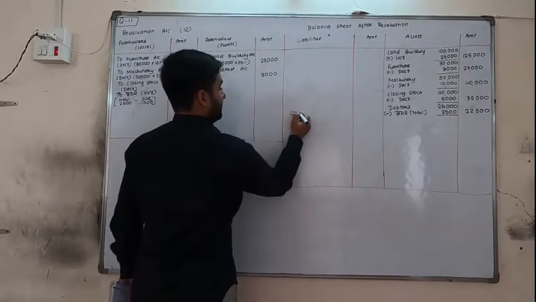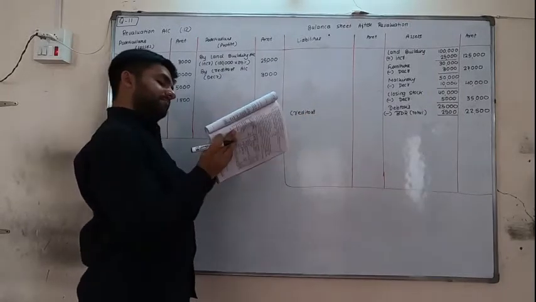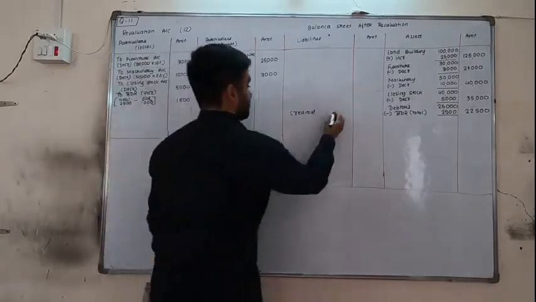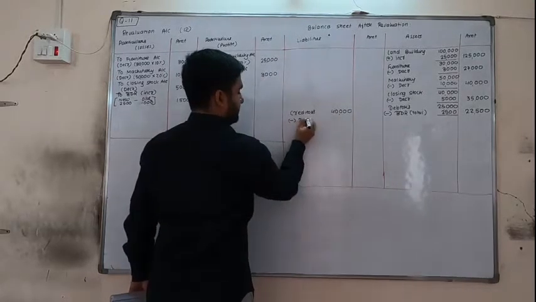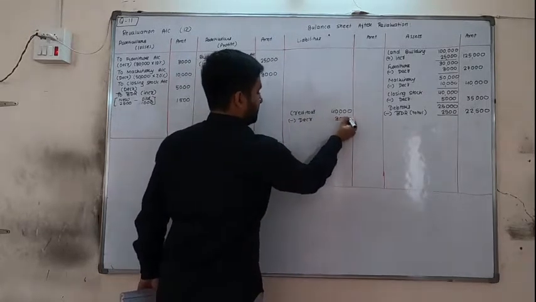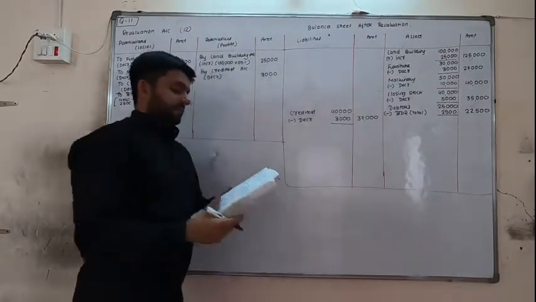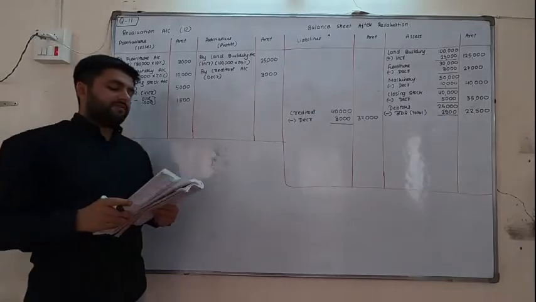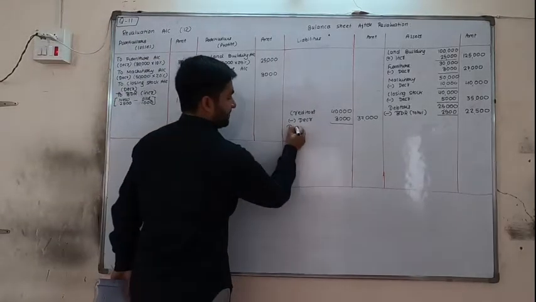Now after leaving 10 lines, creditors in the inner column 40,000 minus decrease 3,000, in the outer column 37,000. Last, interest on bank loan for 3 months is outstanding. So we will write it as in final accounts only.